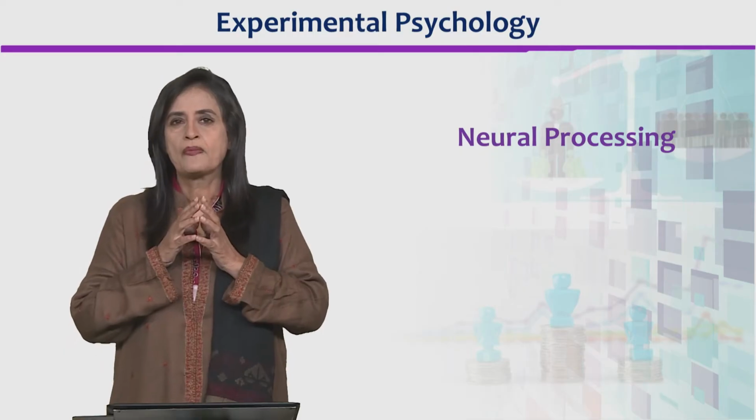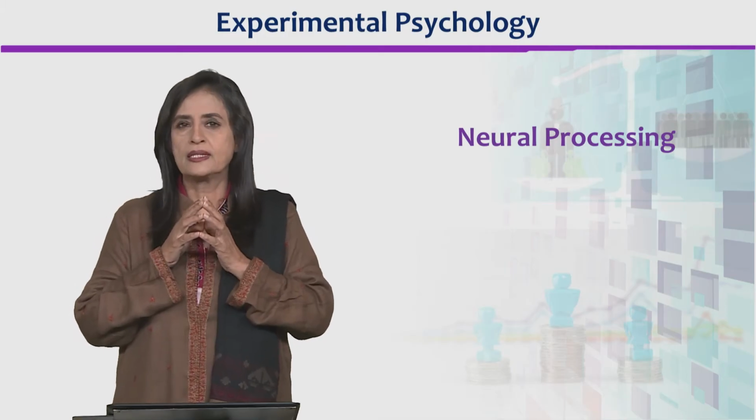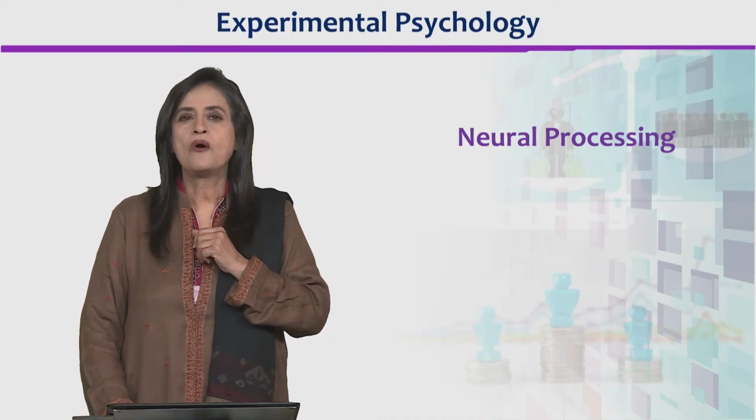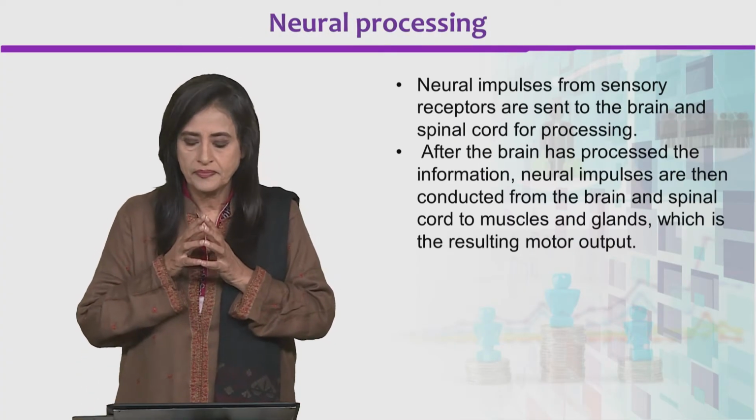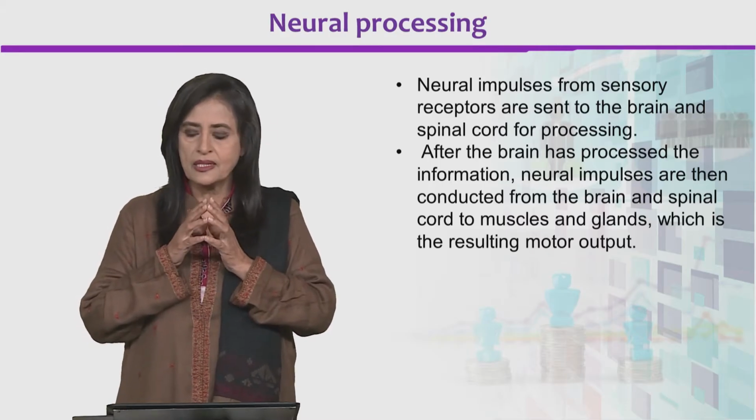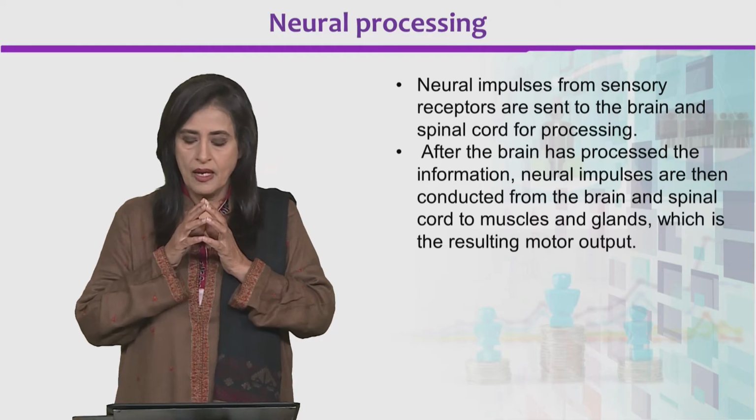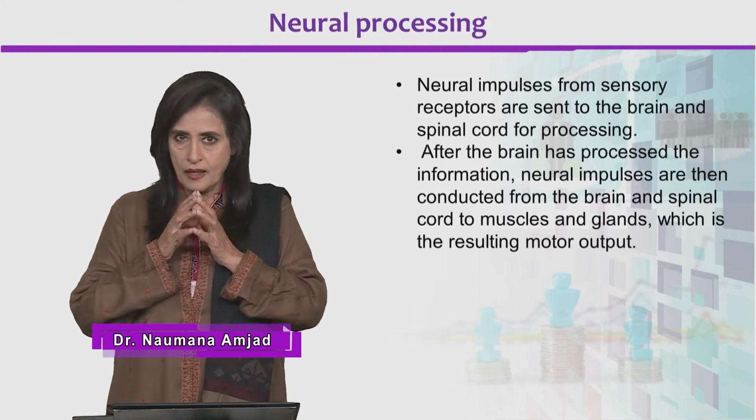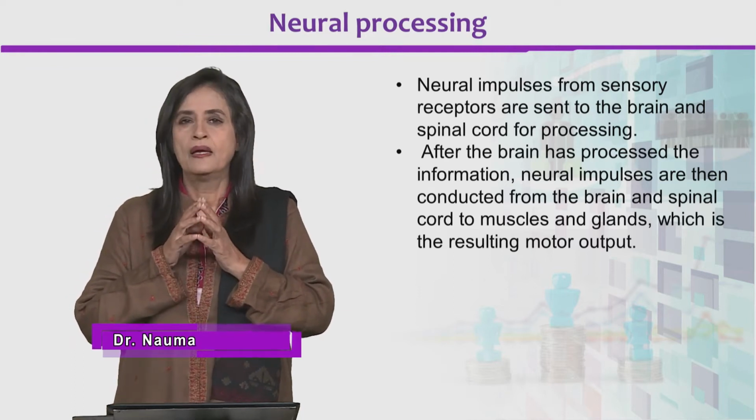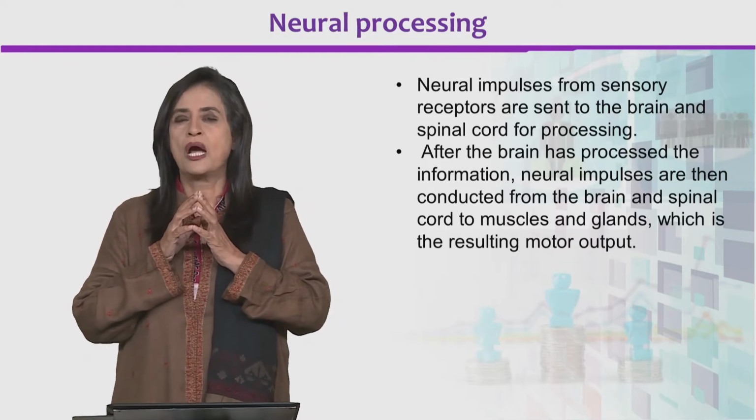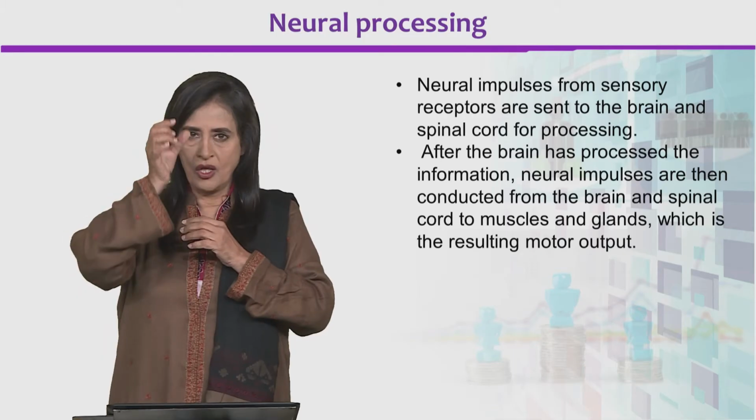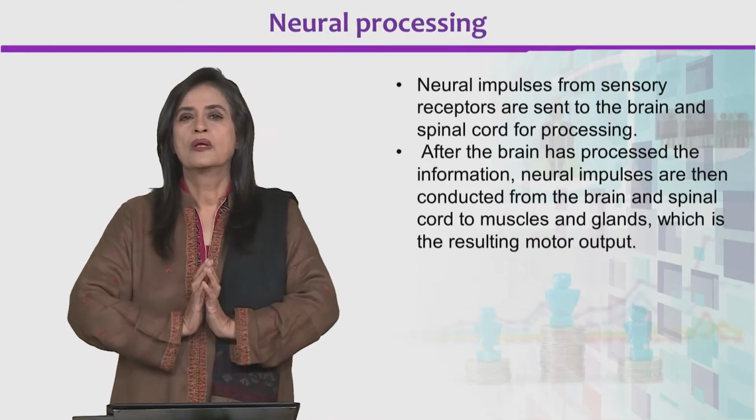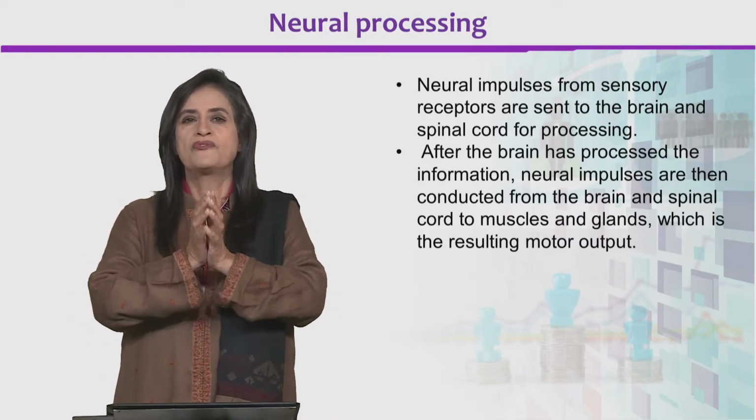Now, knowing that, we have also seen that there are neurons, and those neurons have a structure and a chemical process. Now, how does the process take place? Neural impulses from sensory receptors are sent to the brain and spinal cord for processing. The central nervous system means the brain, and then we have the spinal cord, which goes down from the end of our neck all the way down our back. The spinal cord also has the ability to process information from our senses.